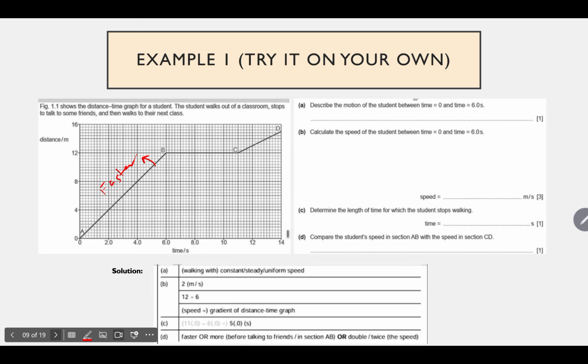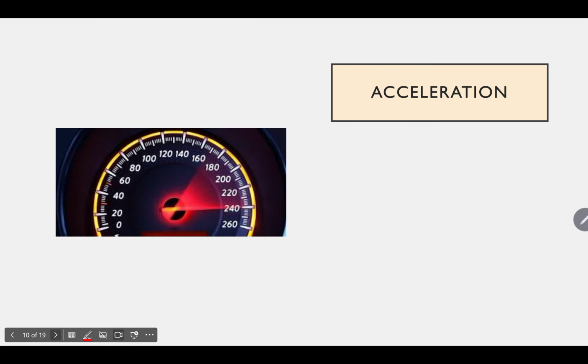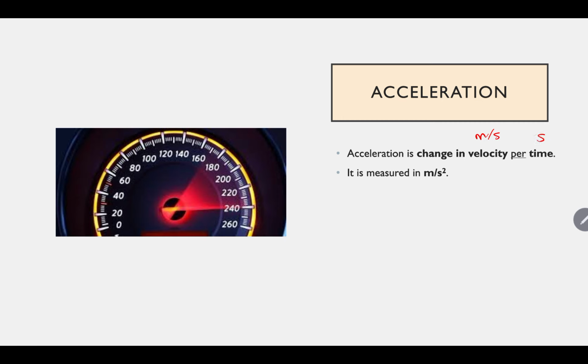Let's look at this part. For the next section, which is acceleration, acceleration is nothing but change in velocity over time. It's measured in meters per second squared. Why is it measured in meters per second squared? Because velocity is in meters per second and time is in seconds. So putting them on top of each other will give me meters per second squared.